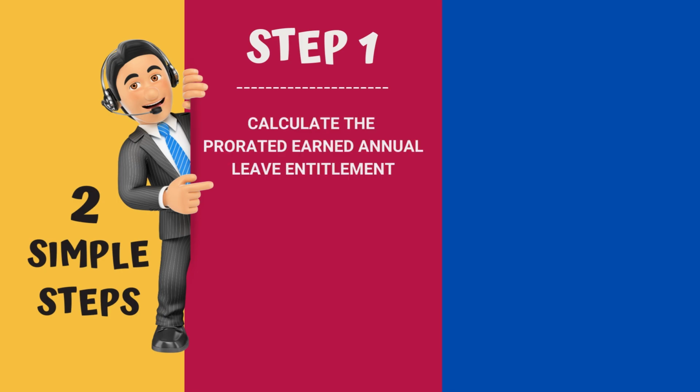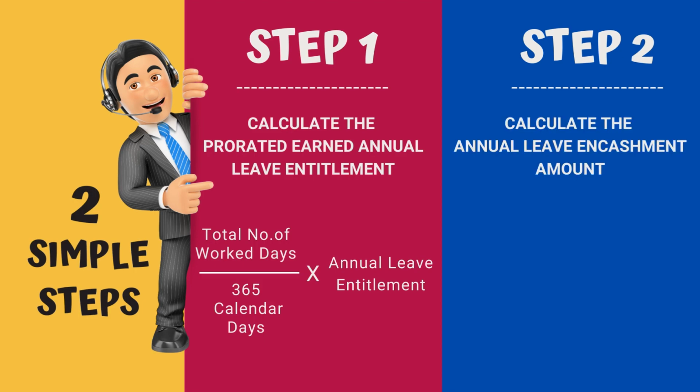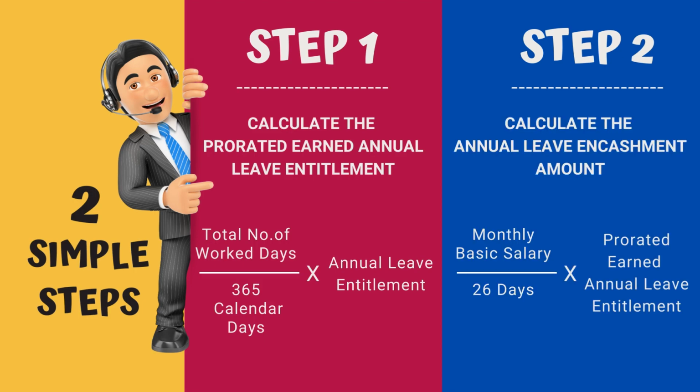Step 1. Calculate the prorated earned annual leave entitlement. Take the total number of worked days up to last date of employment, divide by 365 calendar days, and times the annual leave entitlement. Step 2. Calculate the annual leave encashment amount. Take the basic salary, or some call it wages. In this video, I will be using the term basic salary for easy understanding. Divide by 26 days, and times the prorated earned leave entitlement. Alright, now let's put the calculation into real scenarios for better understanding.